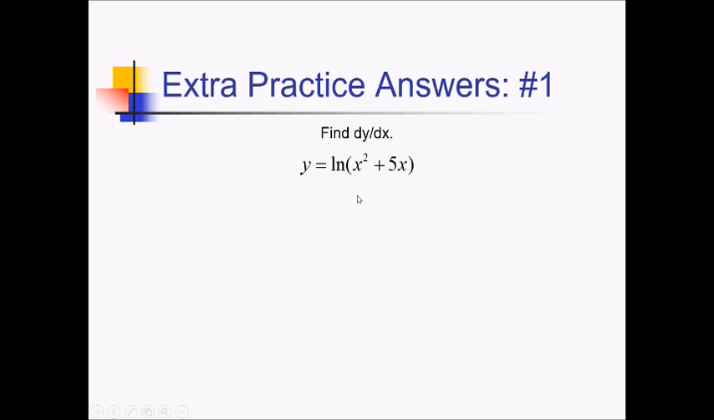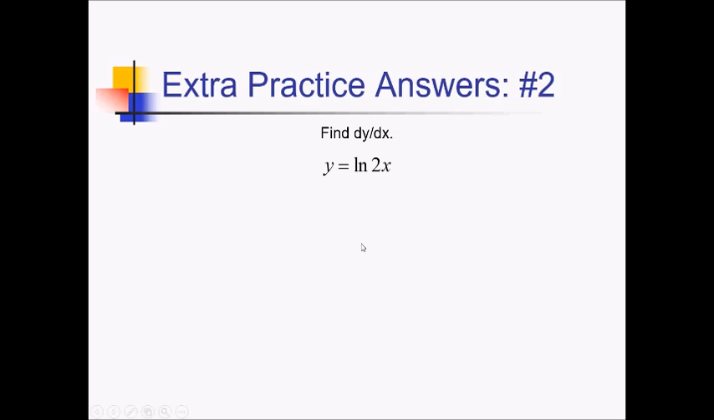For this one, I'm going to have to use the chain rule. So for the outer function, I have ln of something. Derivative of that is going to be 1 over the something. So we're going to have 1 over x squared plus 5x. But we're going to be multiplying that by the derivative of x squared plus 5x, and I just might as well put that in the numerator. So that's going to be 2x plus 5.